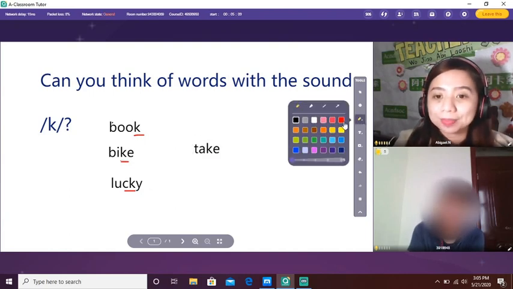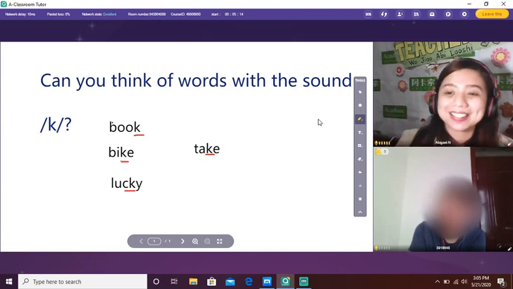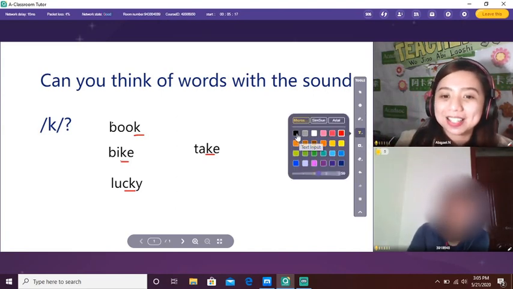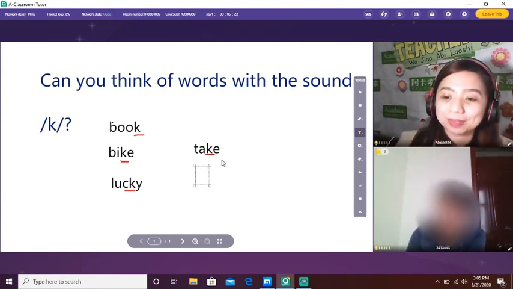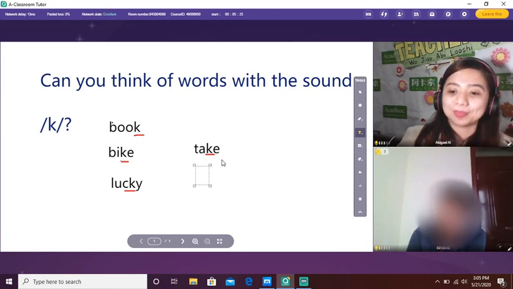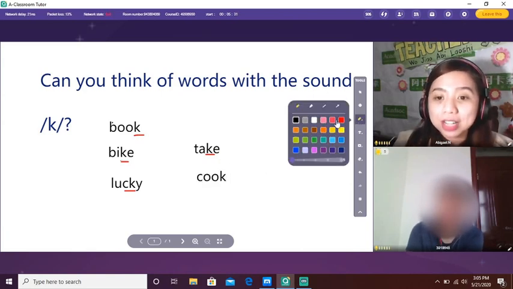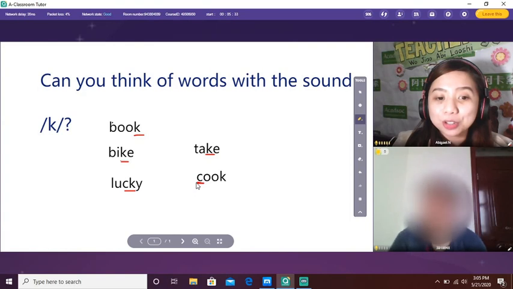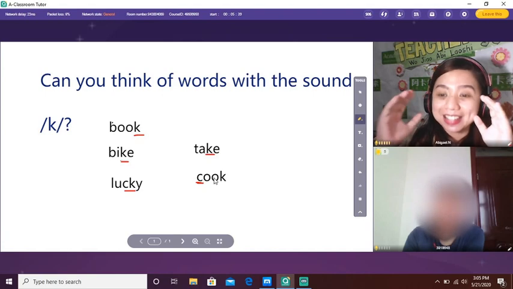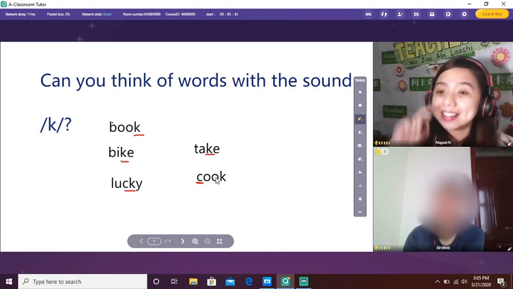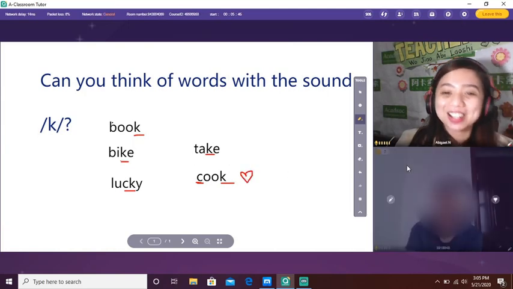Okay, last word with k. Last word. What else? Cook. Yeah, cook. Okay, yes. Actually, I like your example. It also has the sound of k at the beginning and the ending. K, k, cook. So I like this. Okay, very good.